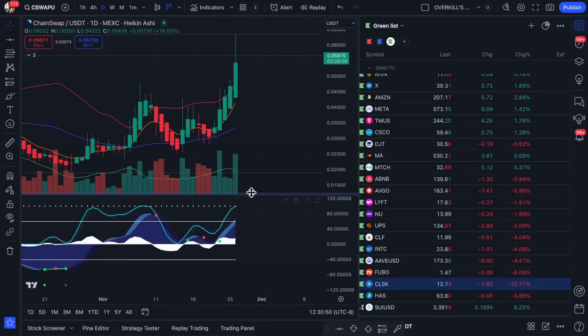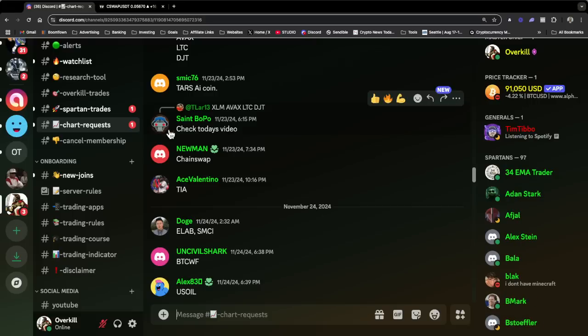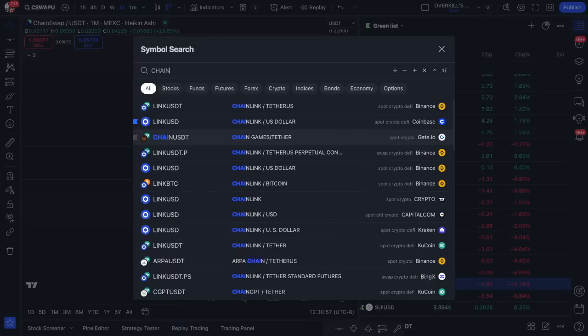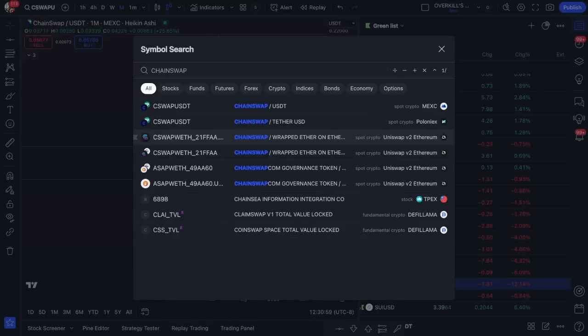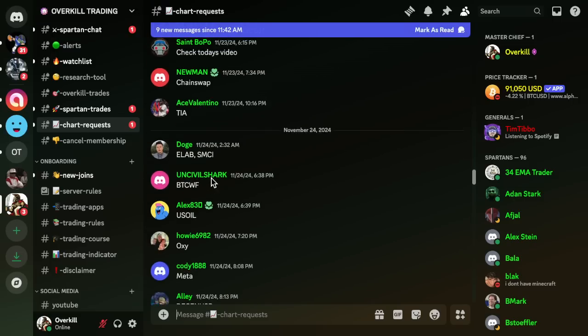But it looks like it's running really hot on the daily, and the monthly looks like it's just getting started here on ChainSwap. Not sure what this one is. Is it even on Coinbase? No, it's not. But I've heard a few TikTokers pumping that, so that could be one of those pump and dump coins.